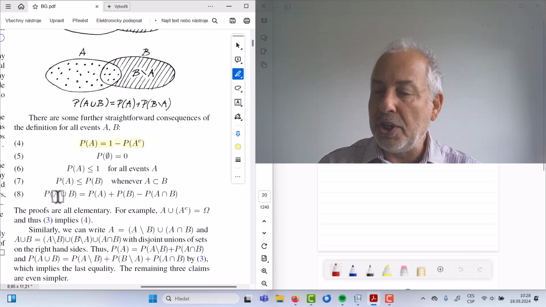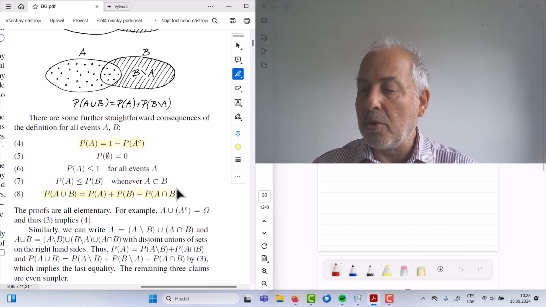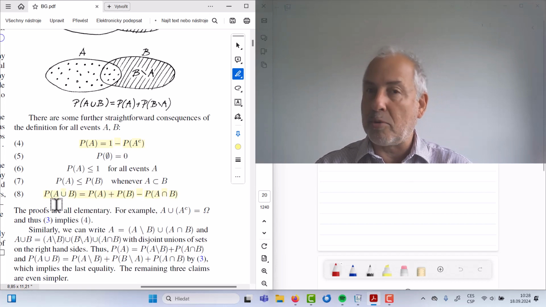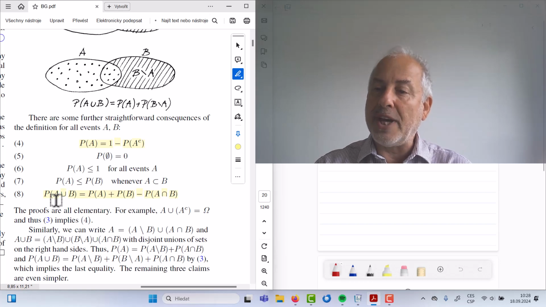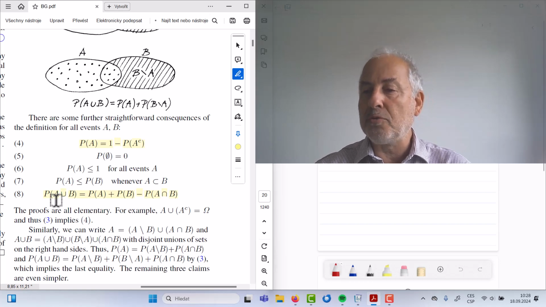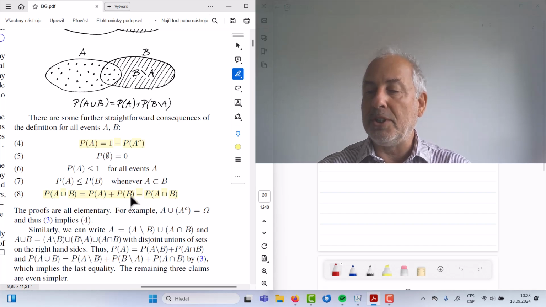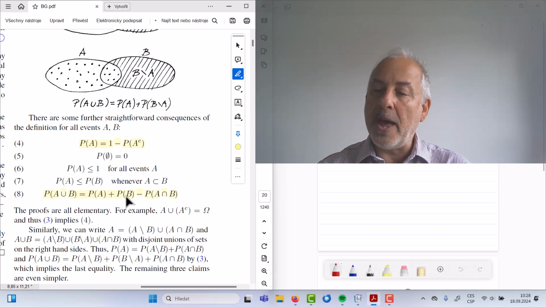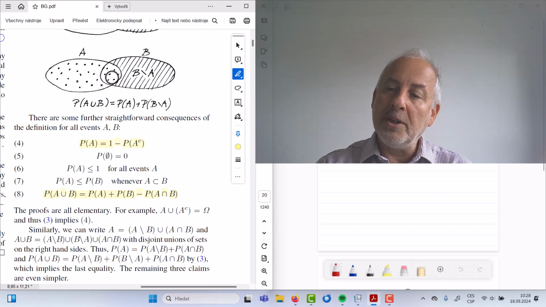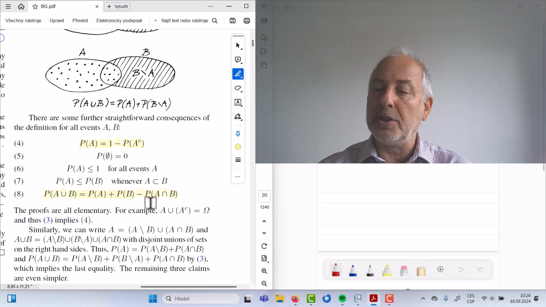And also what's clear is, if we want to add the probabilities properly for two sets, then of course what we are doing is we can sum the probabilities of each of them, and then we have to take into account that those who are in the middle have been counted twice, so we have to subtract them.